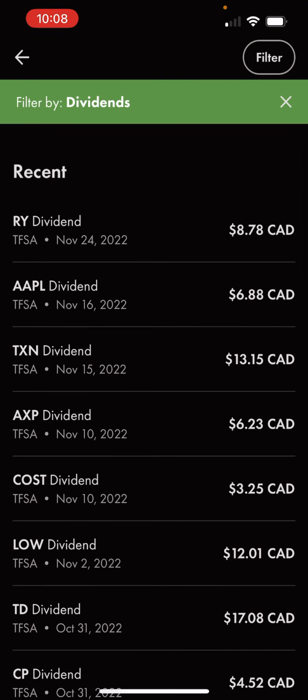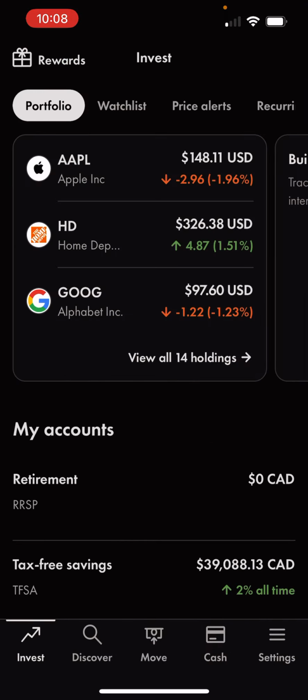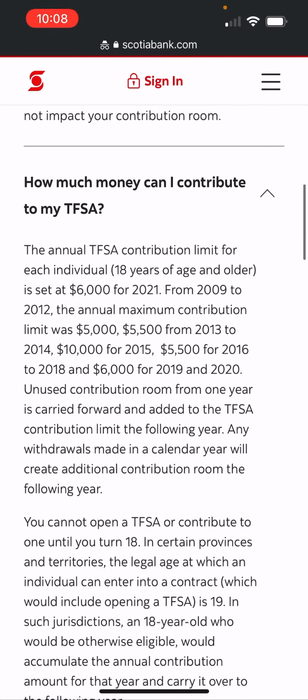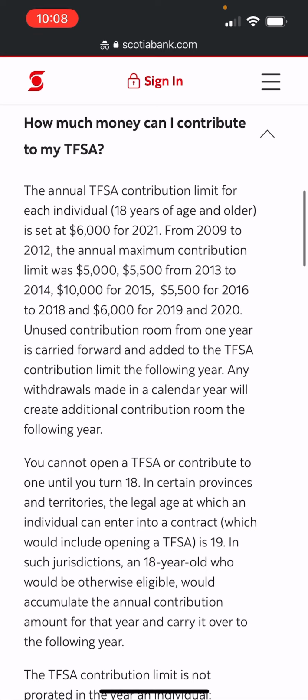So let's go back and look at some other aspects of the tax-free savings account. So how much money can you contribute? To open a tax-free savings account, you have to be 18 years old. And from that time, you start accruing available contribution limits. So if you were 18 years old back when they opened the account in 2009, we can look at the different contribution limits.